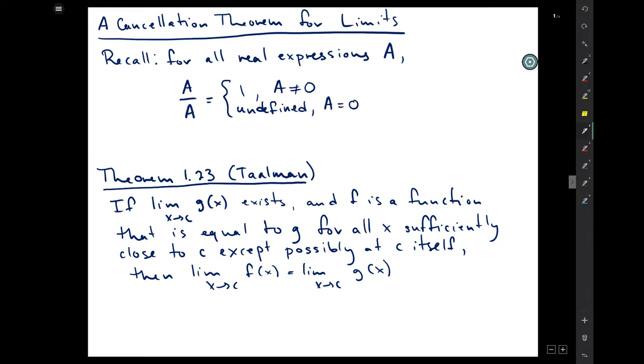So the theorem, as stated by Tolman in her calculus book, Theorem 1.23: if the limit as x goes to c of g of x exists, and if f is a function that is equal to g for all x sufficiently close to c except possibly at c itself, then the limit as x goes to c of f of x is equal to the limit as x goes to c of g of x. Now this is fairly hard to understand when you look at it, but here's the idea behind it as we're going to use it with limits.